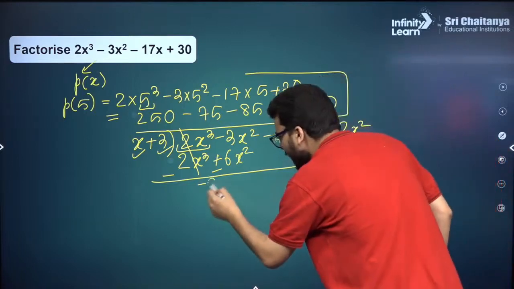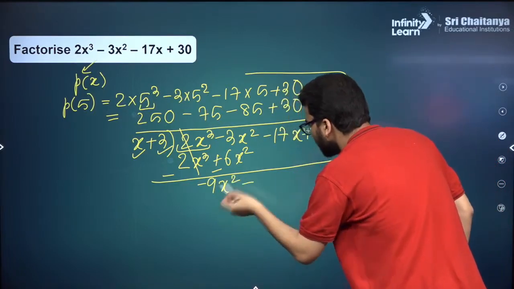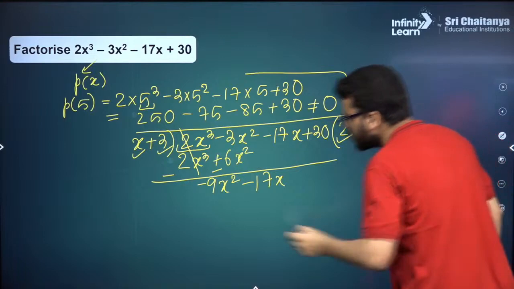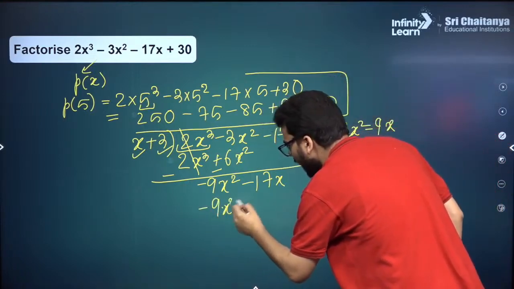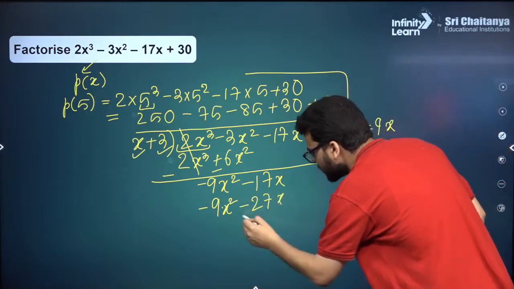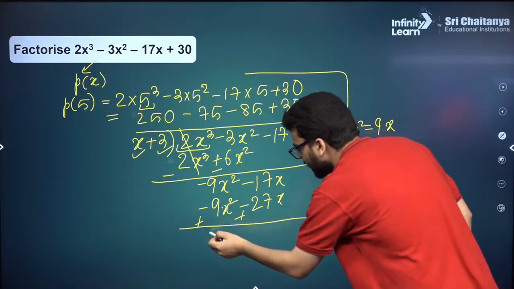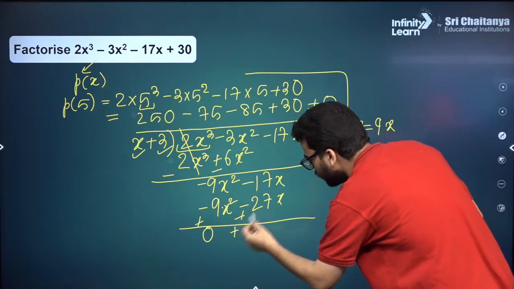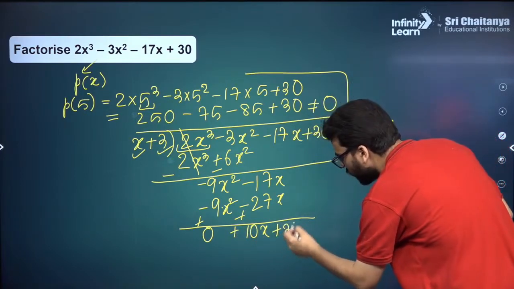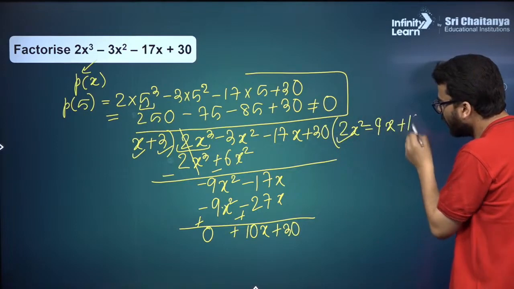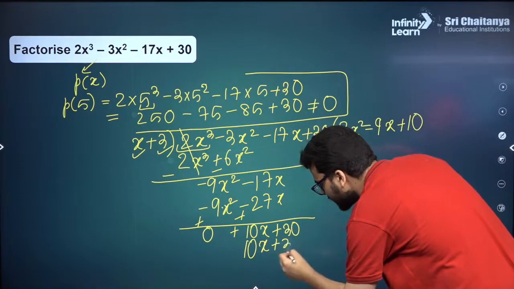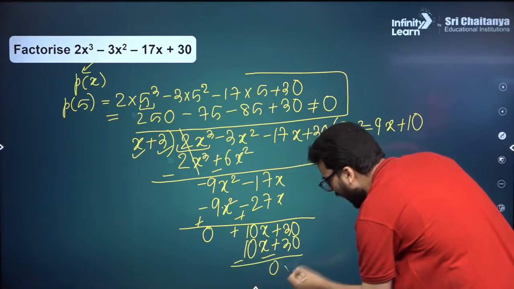So this is basically 9x square over here. 9x square minus 17x. So I will get minus 9x over here, right? So this will give us minus 9x square, and this is minus 27x. So just change the sign and add. This will get cancelled out, and this will give you plus 10x, right? So this is plus 10x plus 30. So I will get 10 over here. I hope this is clear. So this will give you 10x plus 30, and just change the sign and add, you'll get 0. I hope it is clear to everybody.